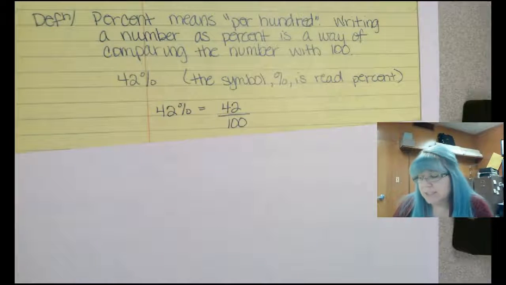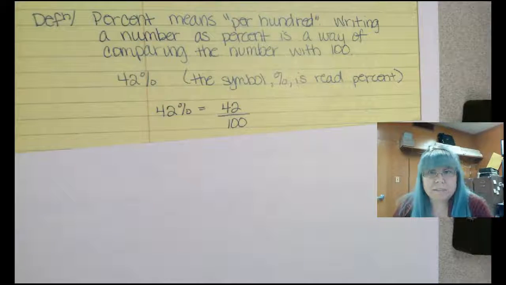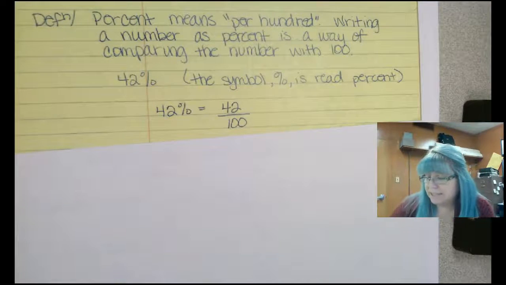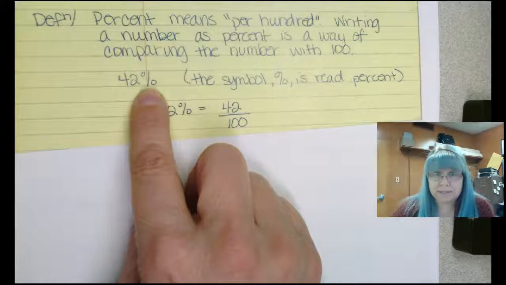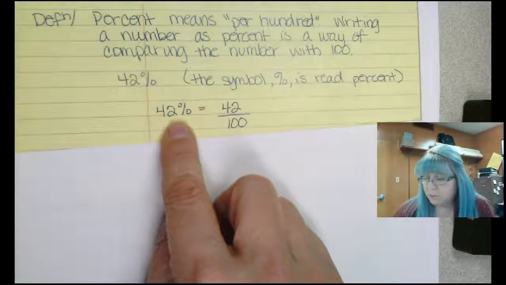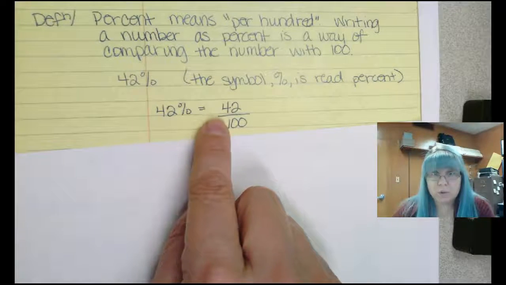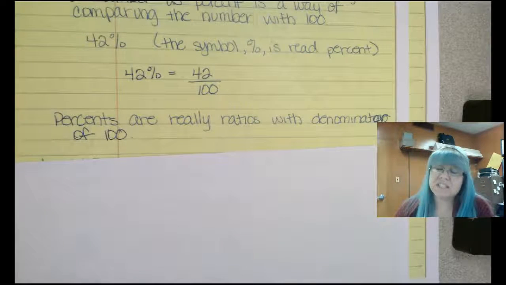Let's get to the official definition. Percent means per 100. Writing a number as a percent is a way of comparing that number to 100. Okay. 42%, the symbol reads as percent, so we say it as 42 percent. And if we're comparing it to 100, then 42% would be 42 over 100. Percents are just ratios with the denominator always being 100.